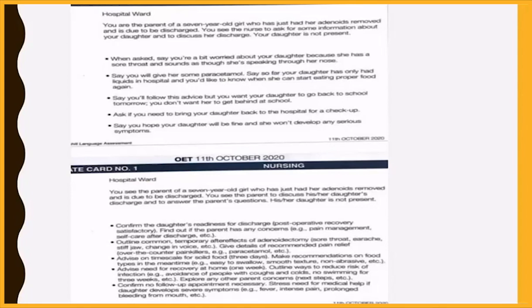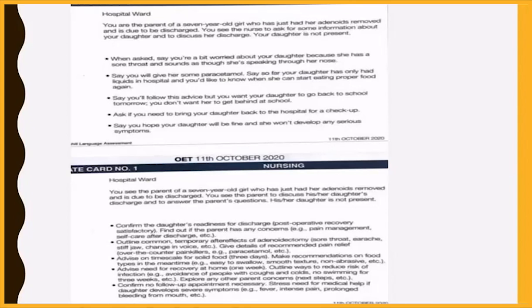Well, I'm sorry to hear that, but there is absolutely nothing to worry about because there are some common temporary after effects of this surgery, such as sore throat, earache, stiff jaw, and changes in voice. And I would like to give some recommendations for pain relief. You can use over-the-counter painkillers such as paracetamol. It will help to reduce your child's pain. Or you can say it will ease her pain. Then what do you say? Are you getting me?